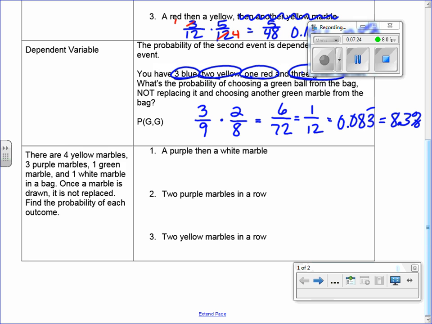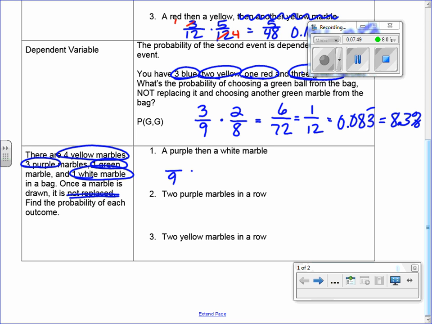Okay. So let's take a look at this bottom problem here. There are 4 yellow, 3 purple, 1 green, and 1 white. So that's 4, 5, 6, 7, 8, 9 marbles all together. All right, starting off with 9. Once a marble is drawn, it is not replaced. That's why it's dependent. Our probability is dependent upon what happens the first time.